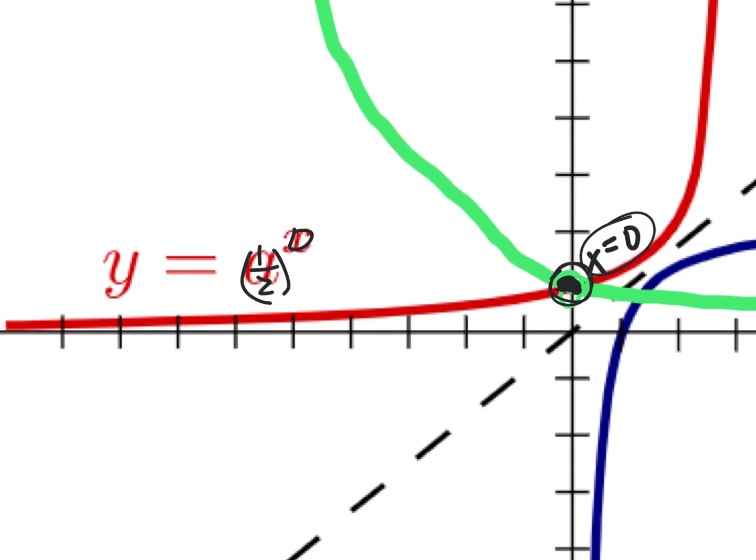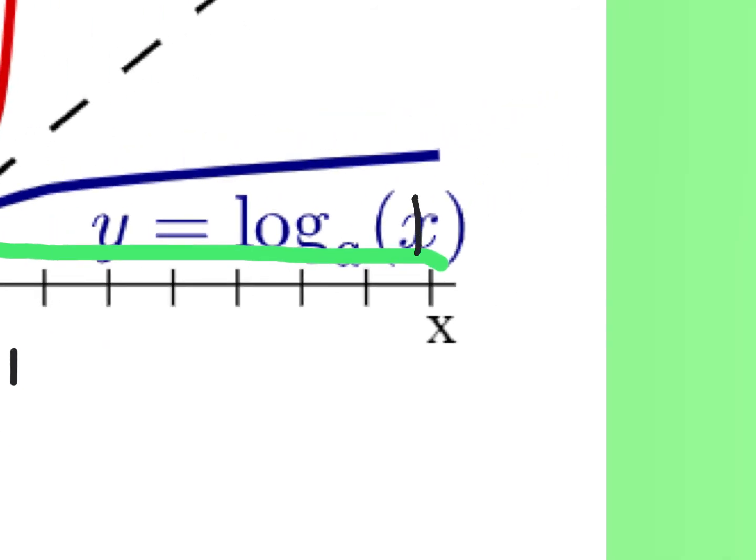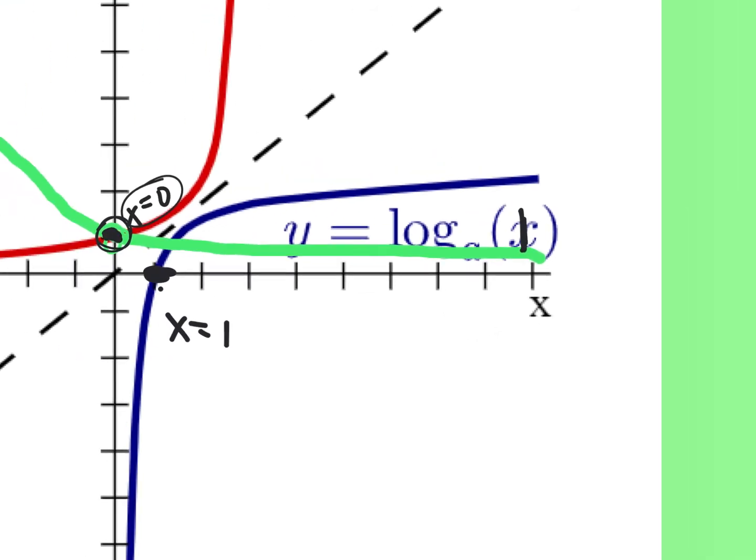Now, can I move this up or down? Yeah, I can just add 6 out here and the whole thing has to move up. But in its natural form, it would always go through that spot. And why do logs always go through this spot? Because x equals 1 there. And if you have a 1 in the argument, what do you get? 0. So it's got to be 1 comma 0. Because 1 in the argument gets you nothing.